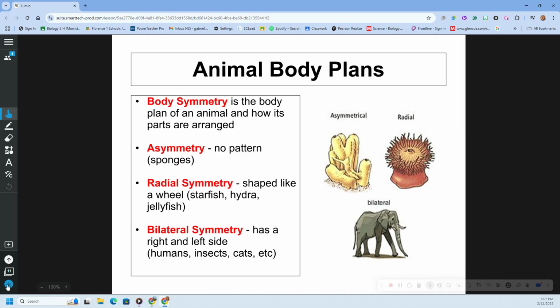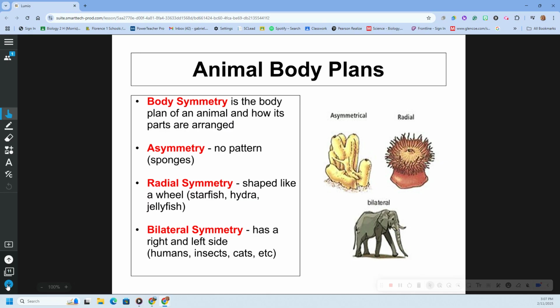Okay, animals also have different body plans depending on their complexity. We call that body symmetry. The symmetry of an organism is how its parts are arranged. You may be familiar with the word symmetry from geometry. And symmetry is determined in the animal kingdom basically by whether you can divide the organism into halves or not.